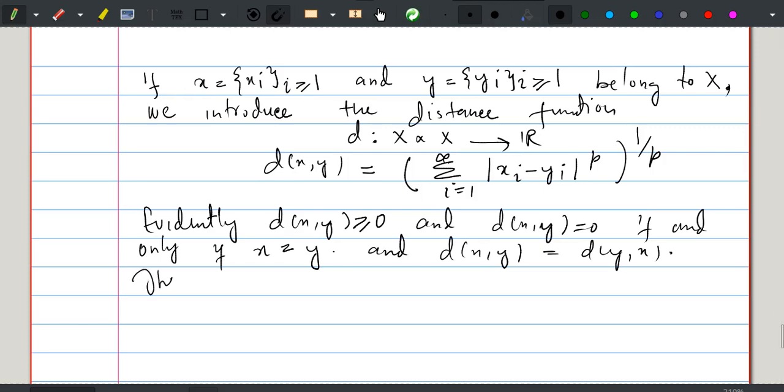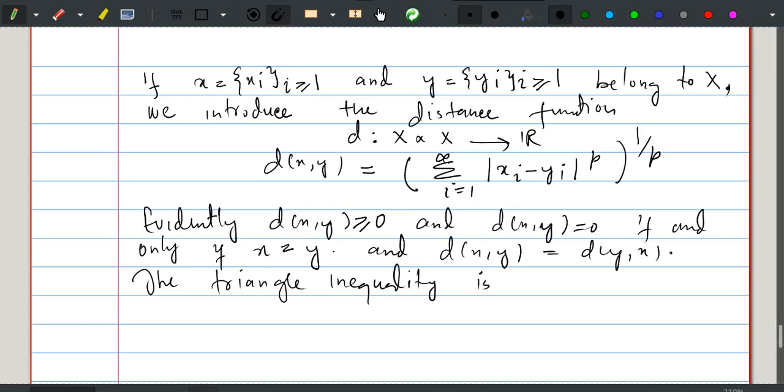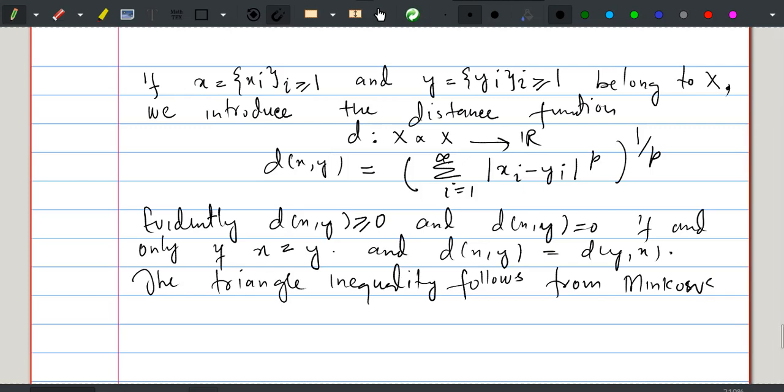The triangle inequality is the consequence, not the consequence, it is actually the Minkowski inequality for infinite sequences. And the triangle inequality follows from the Minkowski inequality.